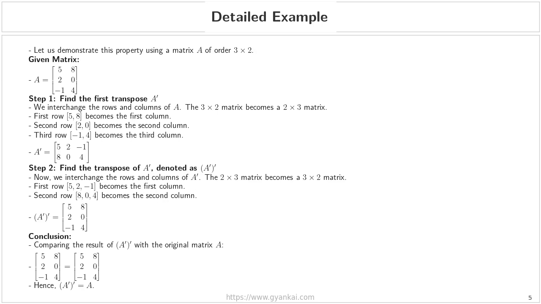To conclude, if we compare this final result with our original matrix A, we find that they are exactly the same. This demonstrates that the transpose of A prime equals A. This confirms the property we discussed earlier, that applying the transpose operation twice restores the matrix to its original form.